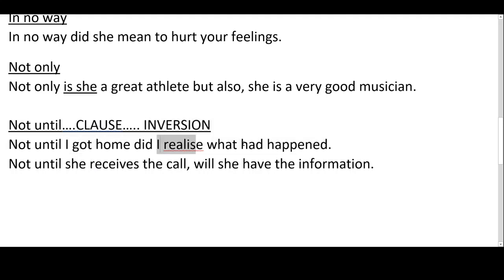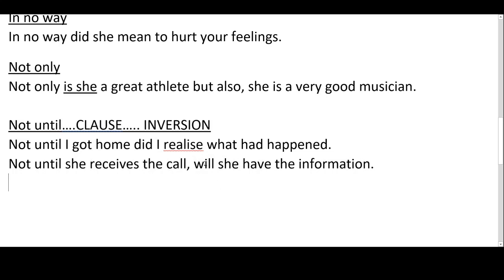Did I realize what had happened? That's the inversion. Okay, inversion. All right. For this one, I've included two examples because it's more difficult. Not until she received the call. That's the clause. And then the inversion happens. Will she have the information?